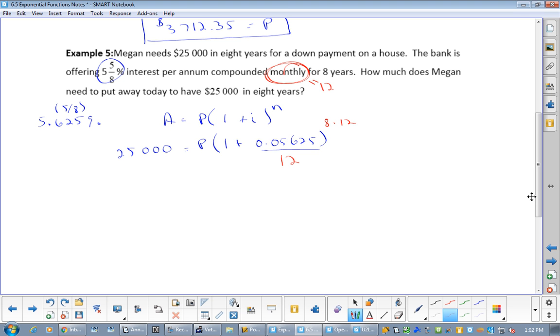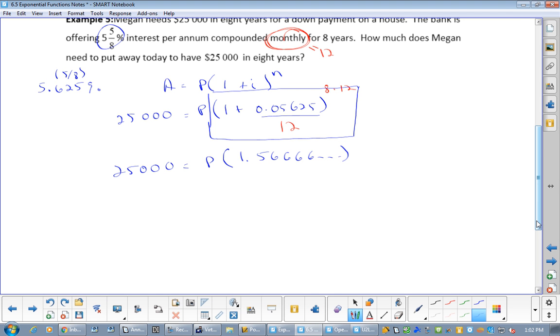Okay, so as you can see, we're into this scenario again where we need to find the box before we go and do anything past that. And I'm getting, okay, and just put a few 6's down and you can put dot, dot, dot. Now how do I solve for P? Divide both sides by 1.56.